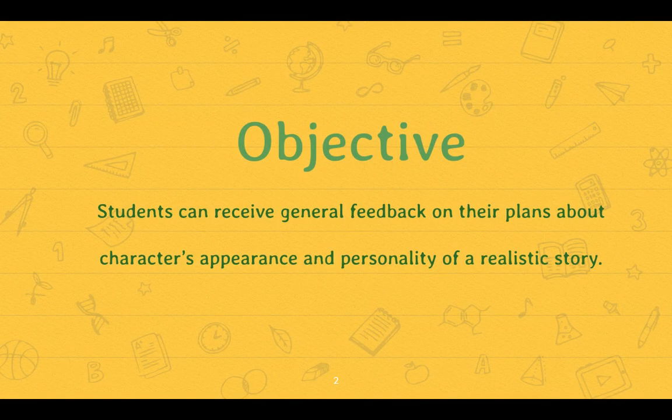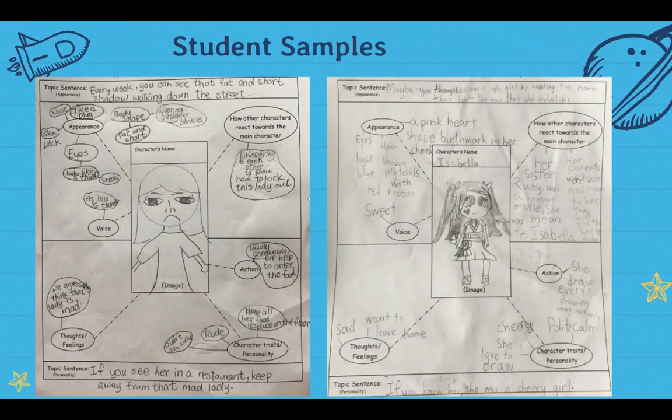The learning objective is that students can receive general feedback on their plans about the appearance and personality of a realistic story character. Here are some student samples from your classmates. We would like to see what has been done well in the plan and give suggestions.